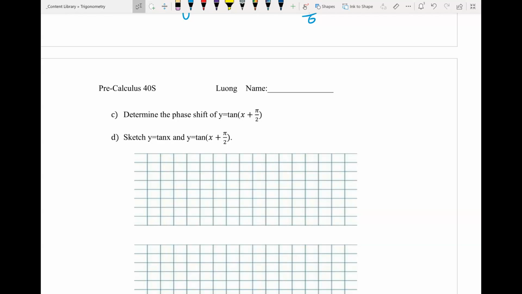For C, it says determine the phase shift of y equals tan of x plus pi over 2. This plus means we're going to go to the left. And this is how much we're going to go to the left by. So that's pi over 2 to the left, just like our transformations unit.